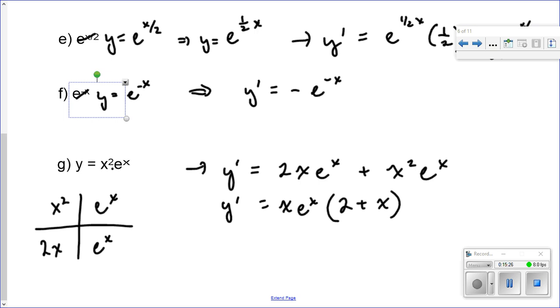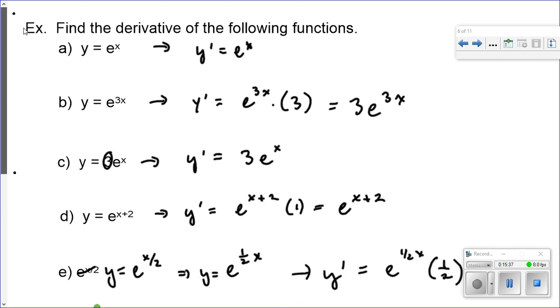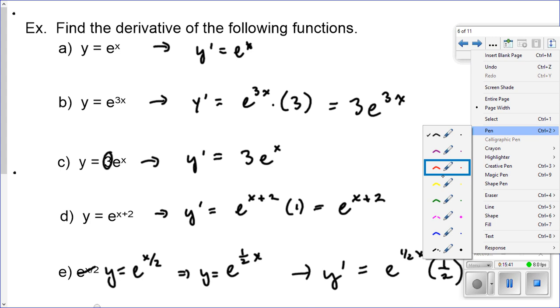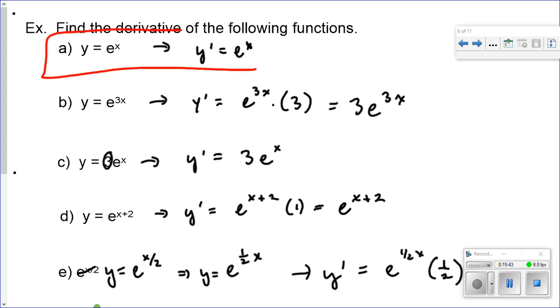Does it make any sense? It's not a hard thing to find, certainly. You just need to understand that this basic rule applies, this basic rule right here. And then watch for situations where we have to do the chain rule.